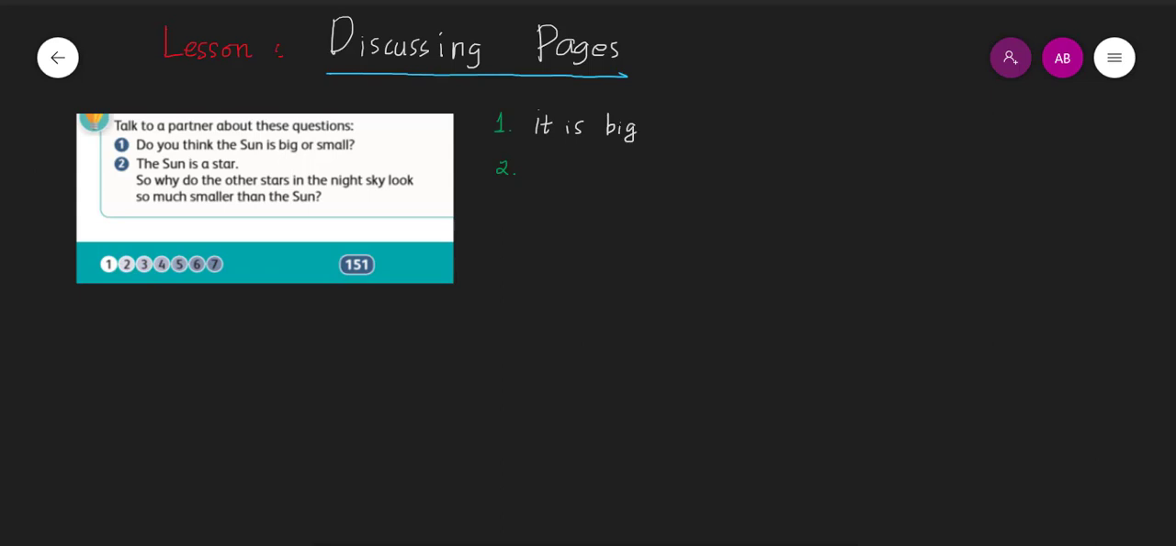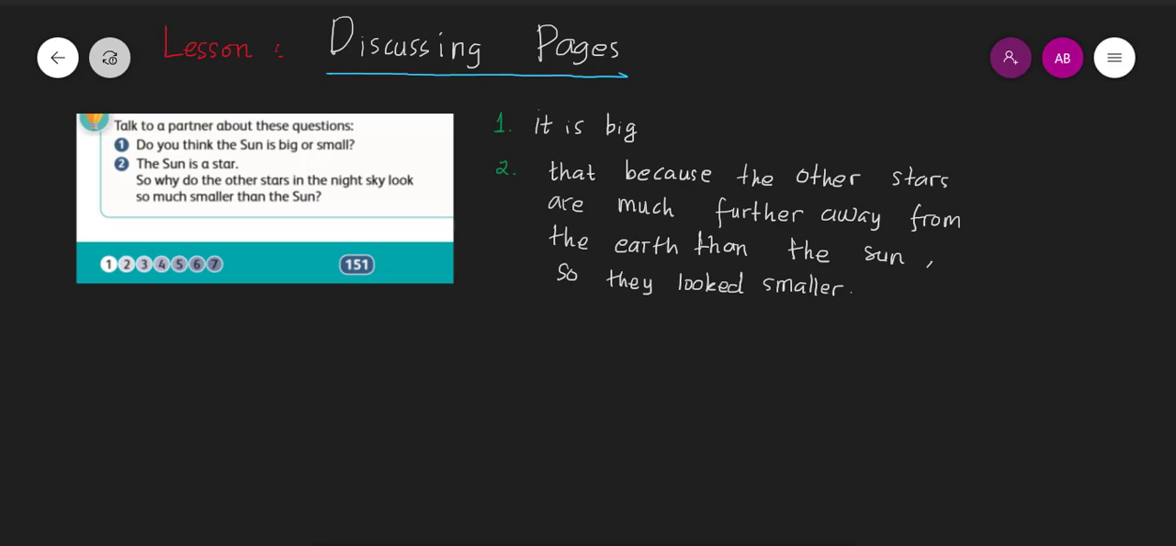The sun is a star. So why do the other stars in the night sky look so much smaller than the sun? That's because the other stars are much farther away from the sun and from the earth, so that's why they look smaller. Here you can see the answer for number 2. Teacher Fia will not read it for you, and then we will continue to the next paper.